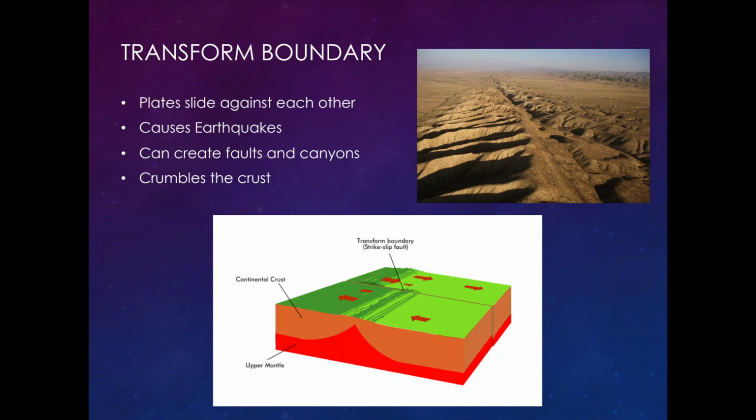All right, the next one, everyone put your hands back up and do this. This is what we call a transform boundary. It's when the plates slide against each other. This is a really, really big one responsible for earthquakes. So earthquakes largely are caused by these transform boundaries. They can create faults and canyons. We have a lot of underwater canyons as well, and will also crumble the crust.